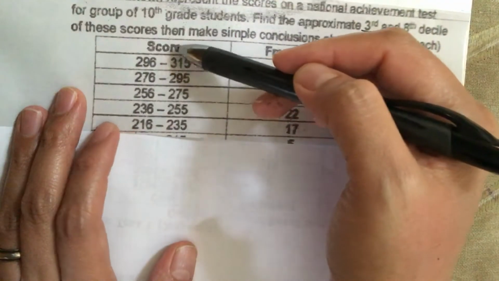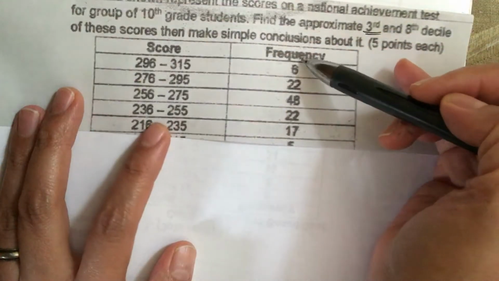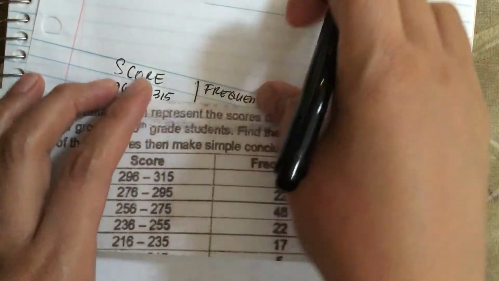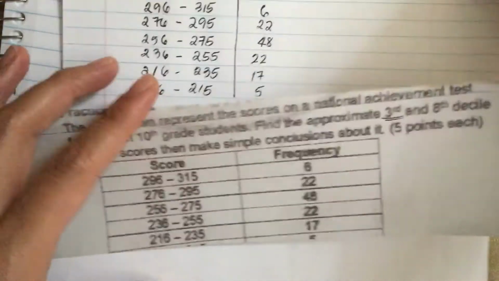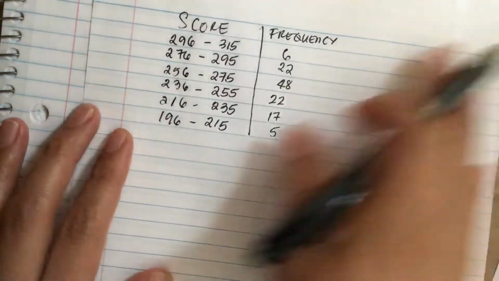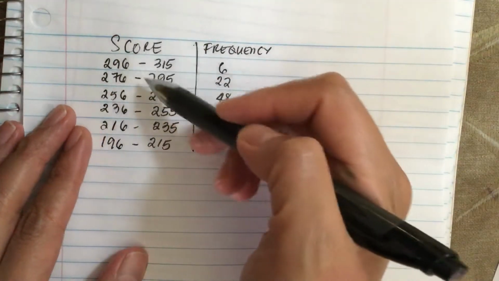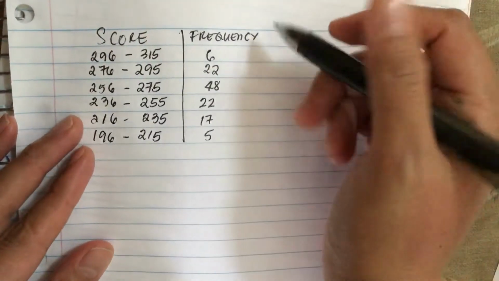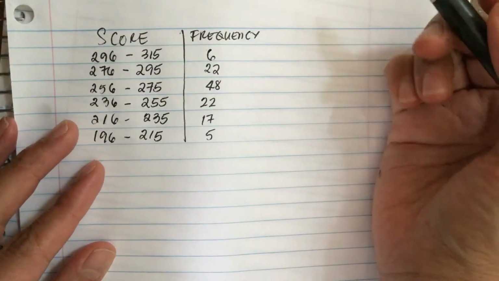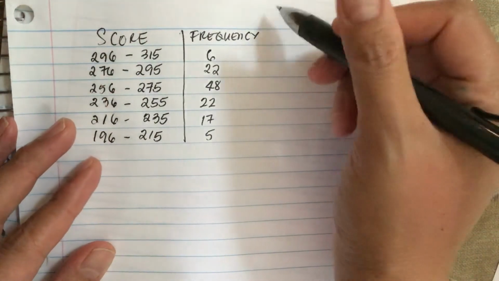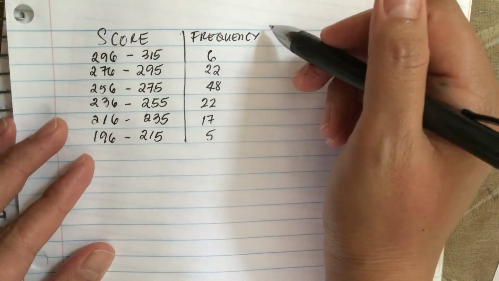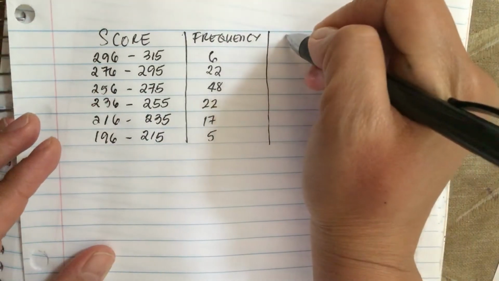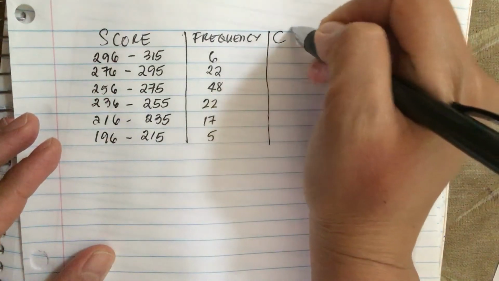So these are the scores, and this is the frequency. I just wrote it down here. So these are the scores and these are the frequencies. So the first thing we do is to make another column for the cumulative frequency. Let's call it CF.